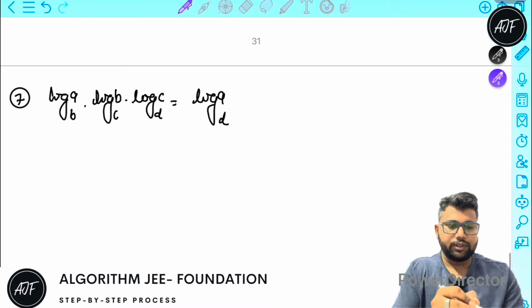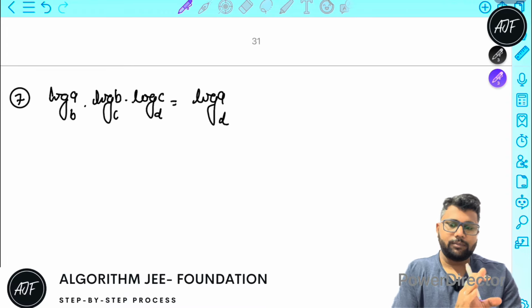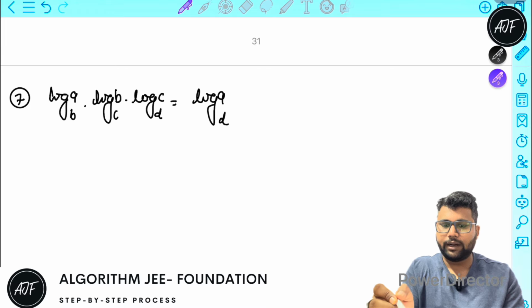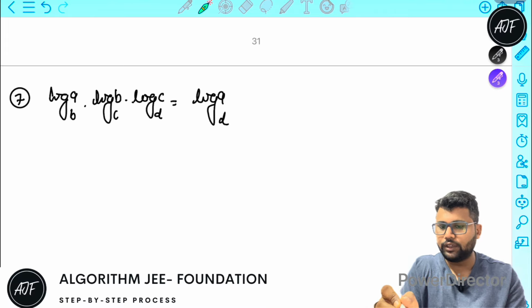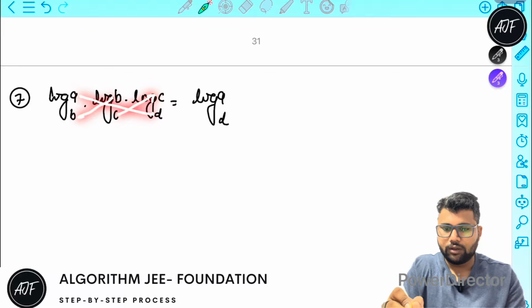Okay. Now you see it's not the property, but sometimes it is a deal with multiplication, and a cross system also works in this. So there is a base b, and now log b with base c, and now log c with base d. That gives the answer directly.